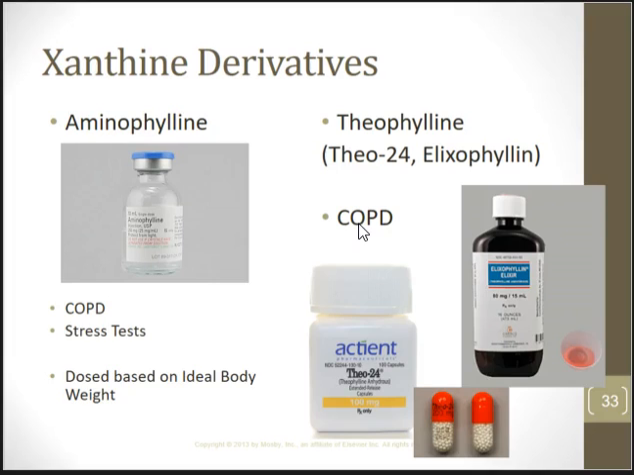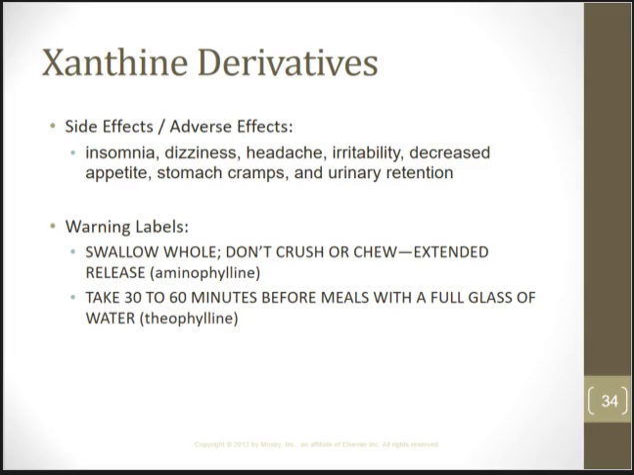One of the challenges with this drug is that once a patient is controlled on this medication, they need to stick with the same manufacturer. There are some challenges with bioavailability between manufacturers and or brand names, so it's important that they stay with the same brand. Now, your xanthines can cause side effects such as insomnia, dizziness, headache, irritability, decreased appetite, stomach cramps, and urinary retention.